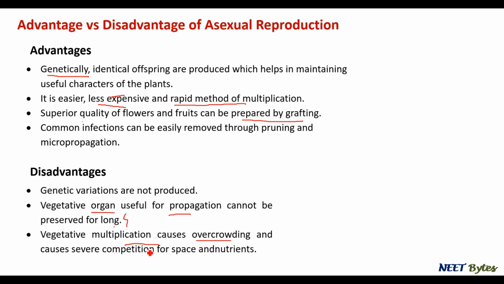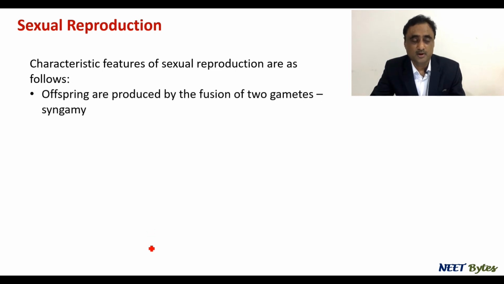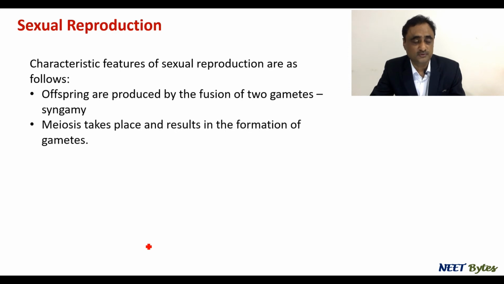Okay, so we are done with the asexual. Next, we will be talking about sexual reproduction. Now first of all, learn the characters of sexual reproduction. In sexual reproduction, there is the production of gametes, and the gametes are going to fuse. When the two gametes fuse, we call it syngamy, right?